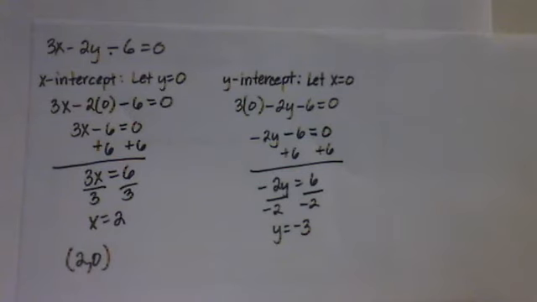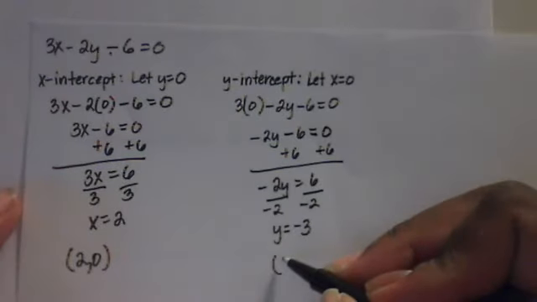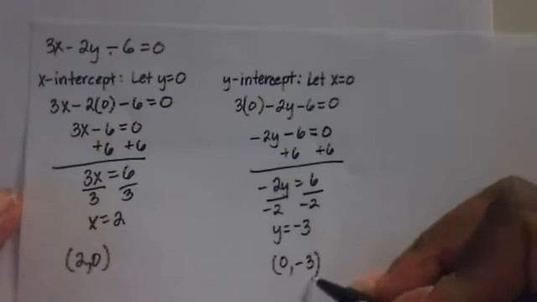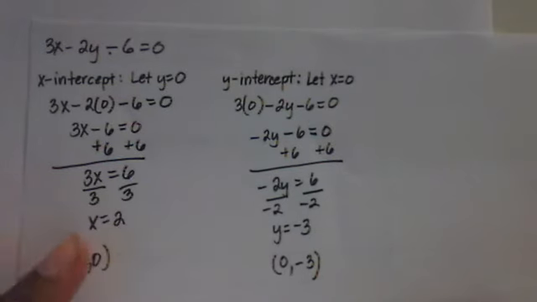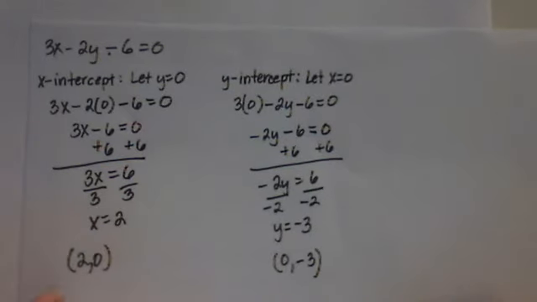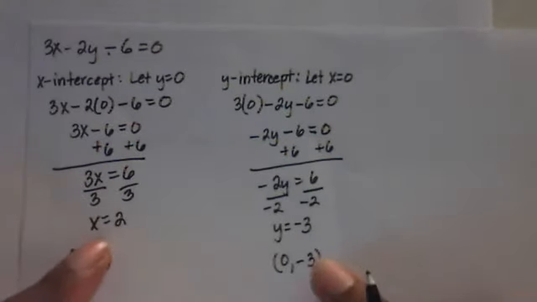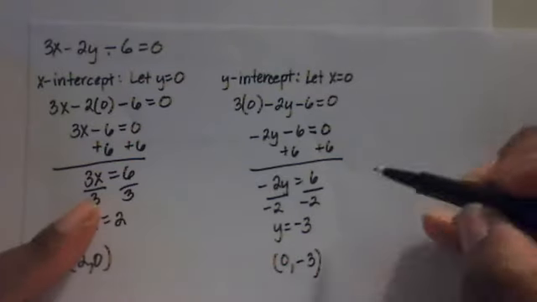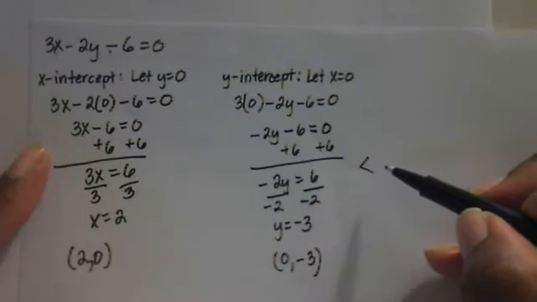So y equals negative 3 will be your y-intercept, because that's the point where the graph of this linear equation will be crossing the y-axis. And the actual ordered pair will be (0, negative 3). Okay. Now we're going to use those two intercepts, the x-intercept and the y-intercept, to graph our linear equation.